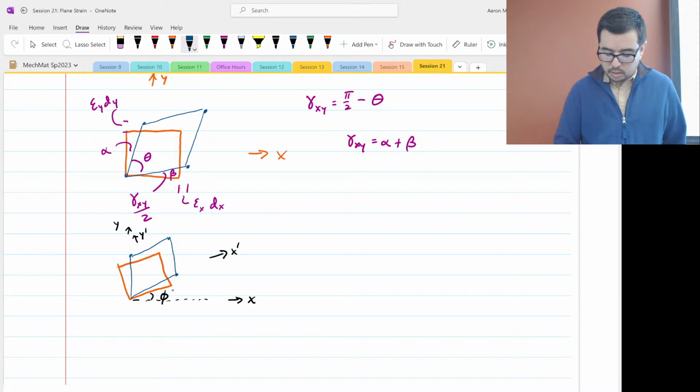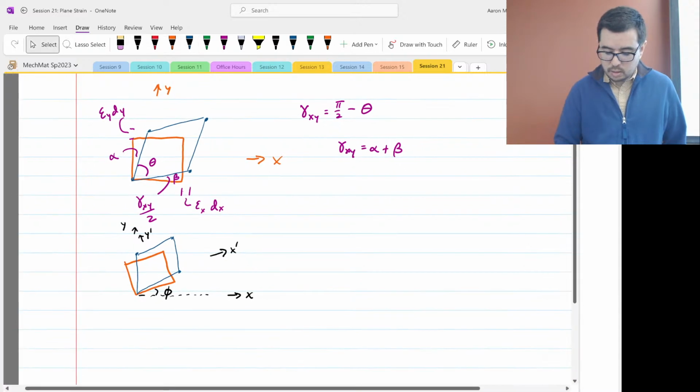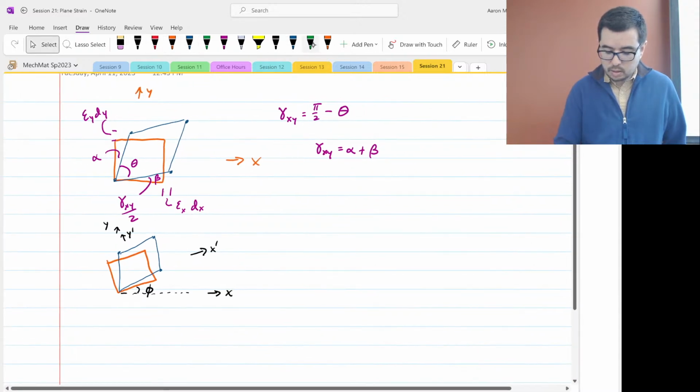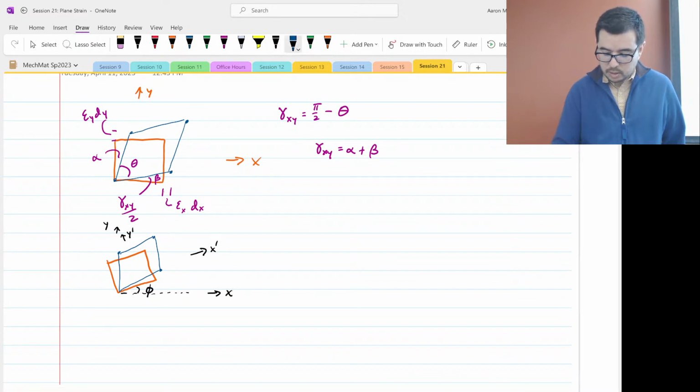We'll do it with this color. No, we'll do it with, yeah, we can do it that way, I guess. Just make it a little smaller.